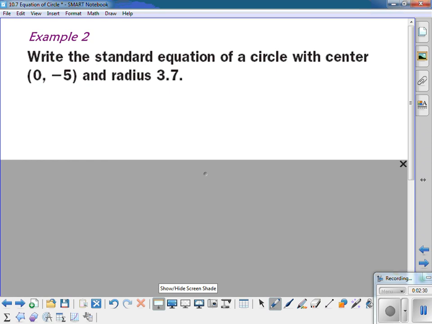Here we go. Okay, so sometimes they're going to be really nice and they're just going to give it to you. Write the standard equation of a circle with a center at 0, negative 5, and a radius of 3.7.